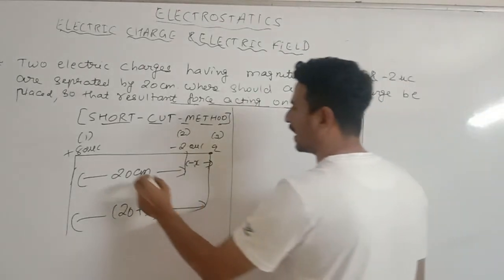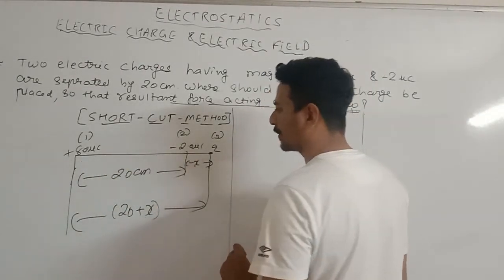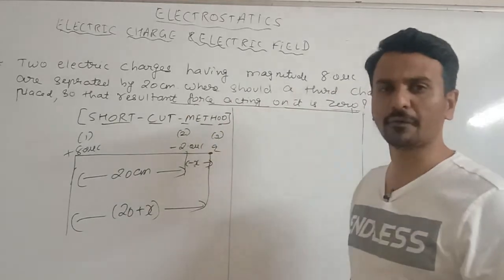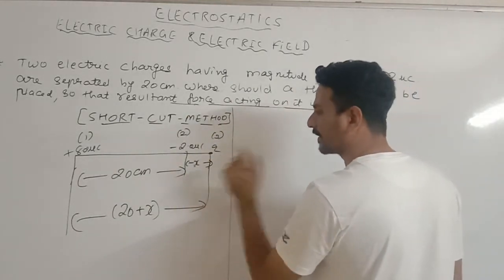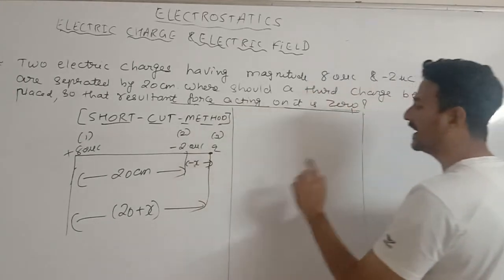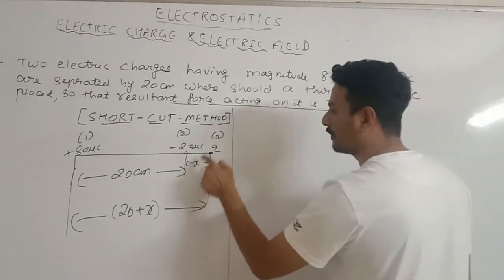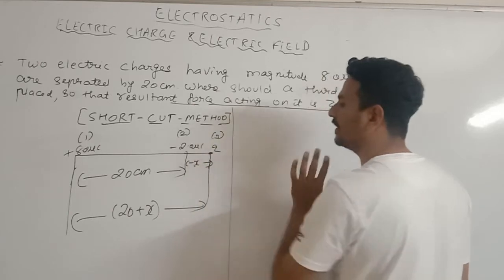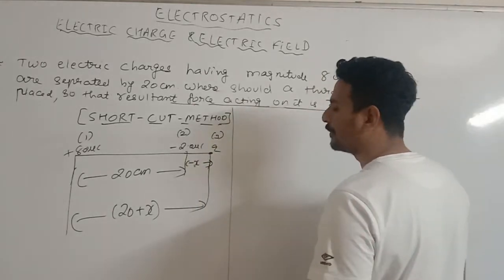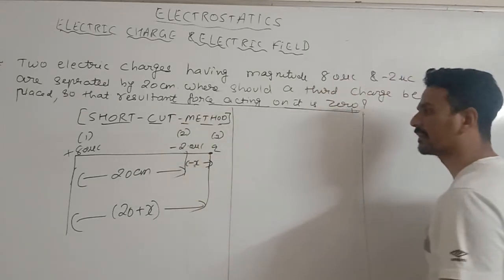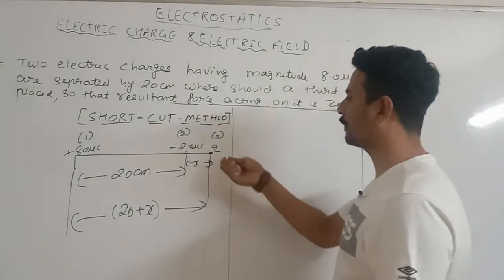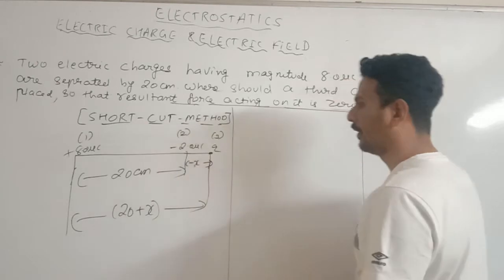Okay, so there are two charges, 8 microcoulomb and minus 2 microcoulomb, separated by a distance of 20 centimeter. I have placed the third charge, positive Q, at a distance of x. Now, we need to find this distance where the resultant force acting on this charge is 0. So basically, we have to calculate this x, right? x is the distance where the resultant force acting on this charge is 0.